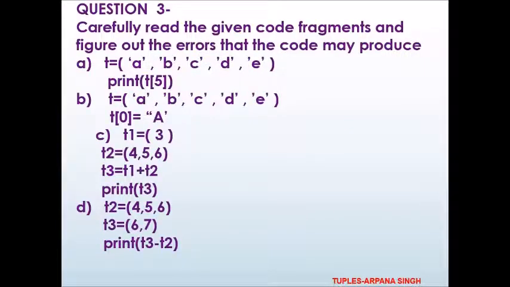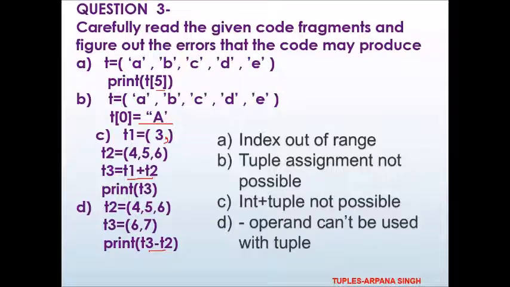They found the errors. Like the error is index 5 is not there. You cannot assign a tuple here, means you cannot change an element. You cannot add like this because T1 is not a tuple. For a tuple you have to use a comma here. Here you cannot use minus sign. These are the error messages. In the first part it is index out of range. In B part, tuple assignment is not possible. Int plus tuple is not possible because this will be considered without comma, it will be considered as int. Then minus operand cannot be used with a tuple.